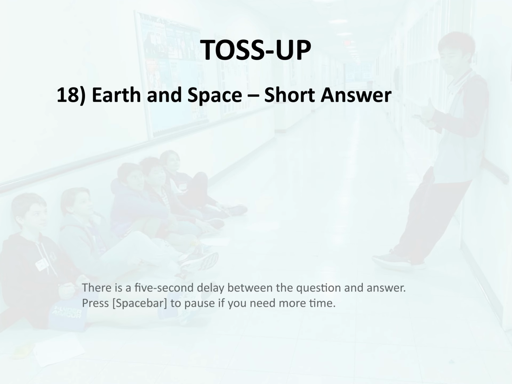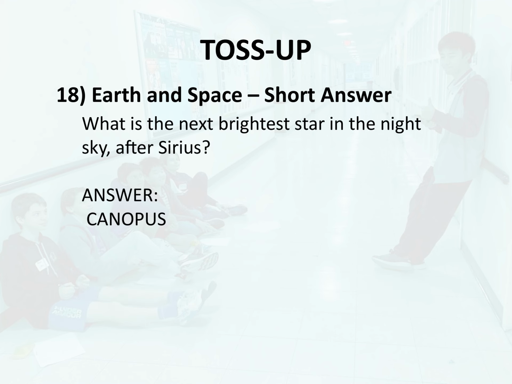Toss-up 18. Earth and space, short answer. What is the next brightest star in the night sky, after Sirius? Answer. Canopus.